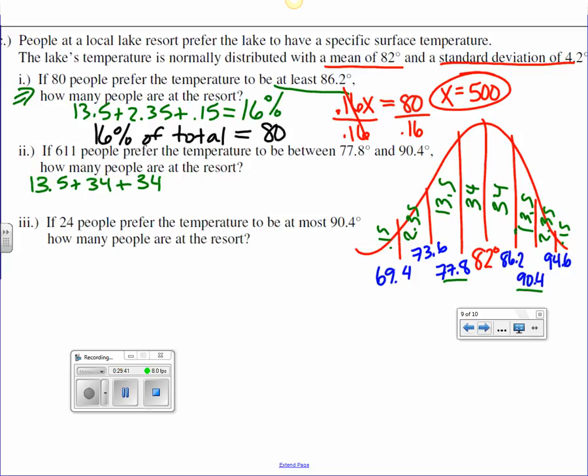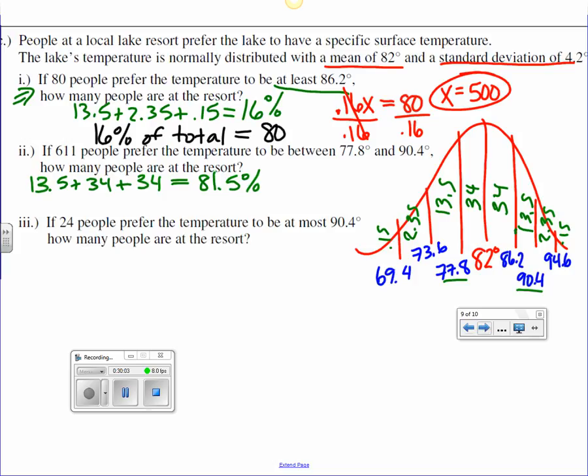It's between them, okay? All right, so somebody tell me what that gives us. And that's 81.5%, okay? 611 people prefer the temperature to be between 77.8 and 90.4. Is 611 my total? No.